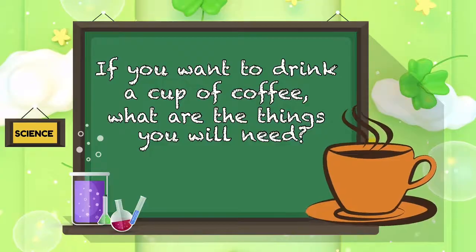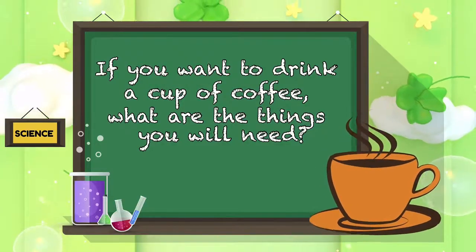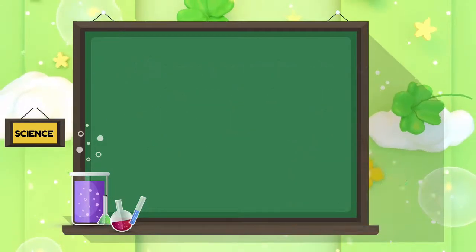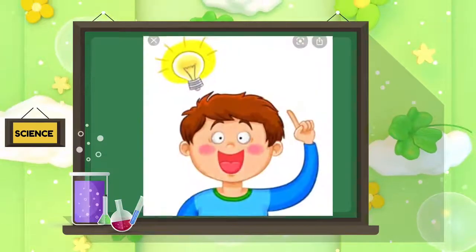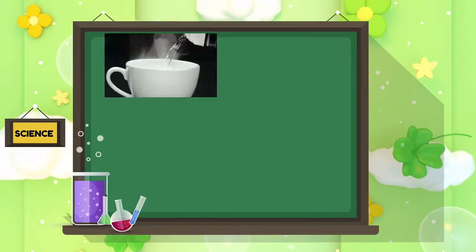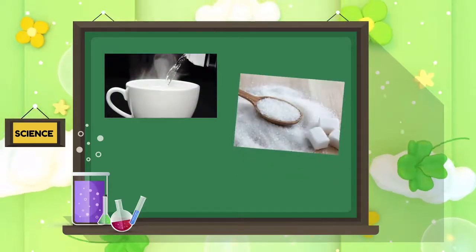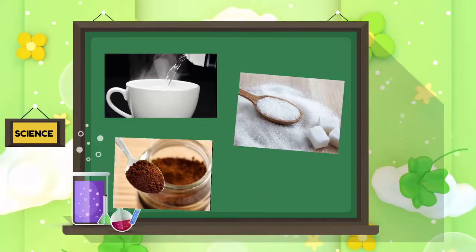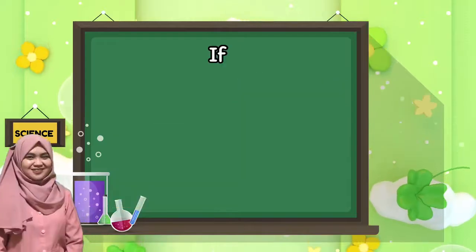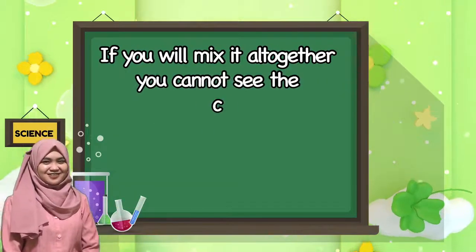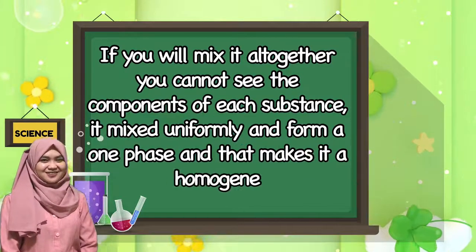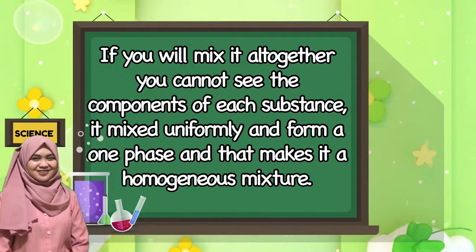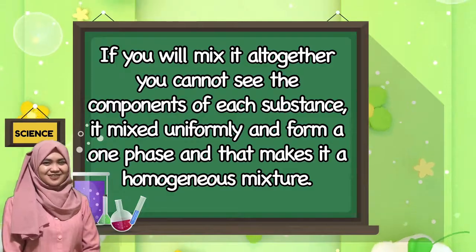If you want to drink a cup of coffee, what are the things you will need? Great! You will need a cup of hot water, sugar, and a coffee powder. If you will mix it all together, you cannot see the components of each substance. It mixed uniformly and form a one phase, and that makes it a homogeneous mixture.